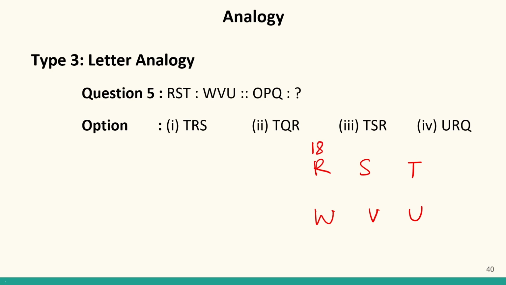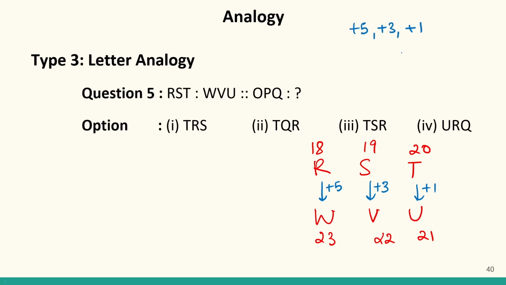R, the position of R is 18, the position of S is 19 and the position of T is 20. The position of W is 23, the position of V is 22 and the position of U is 21. So here if I have to find the logic, I am moving plus 1 over here, moving plus 3 over here, and here I am moving plus 5. So basically we are going plus 5, plus 3 and plus 1. This is the logic that is being followed.